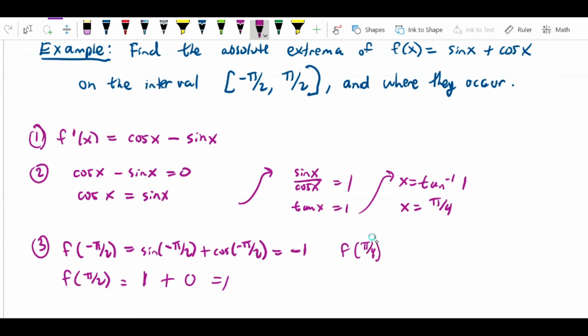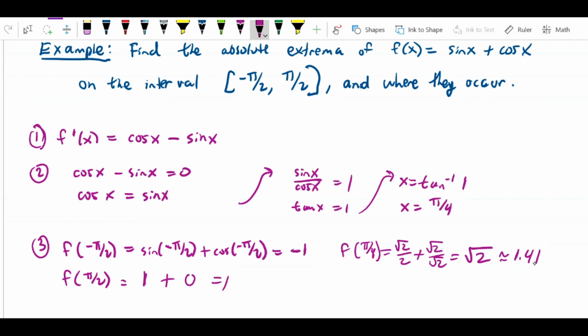And then finally we need to evaluate f of pi over 4. The sine of pi over 4 is root 2 over 2, and the cosine of pi over 4 is also root 2 over 2. So when we add them together, we get just root 2. That's approximately equal to 1.41.